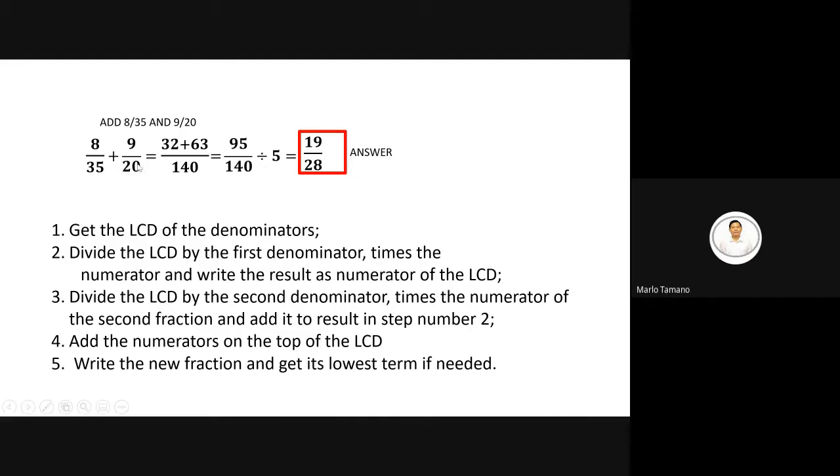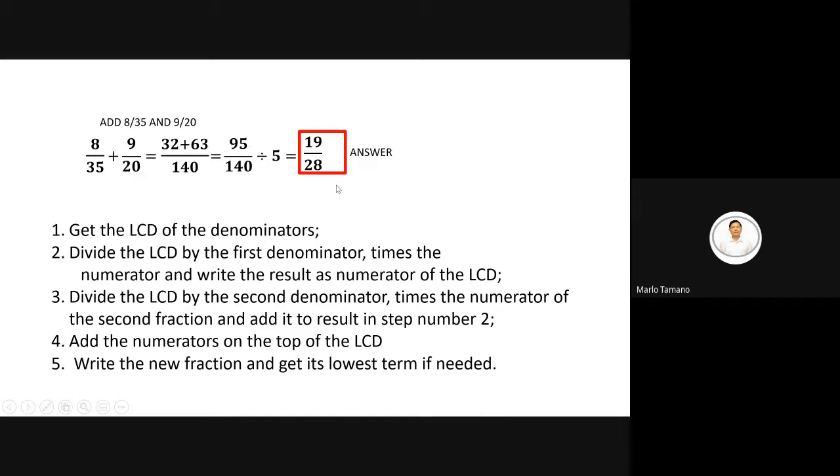Okay? Again, pwede po kayo mag-cross multiply. That is one of our method. Pangalawang method is to find their LCD. So the LCD of 35 and 20 is 140. And after that, 140 divided by 35 is 4. 4 times 8 is 32. 140 divided by 20 is 7. 7 times 9 is 63. So 32 plus 63 is 95. And copy the common denominator, which is 140.